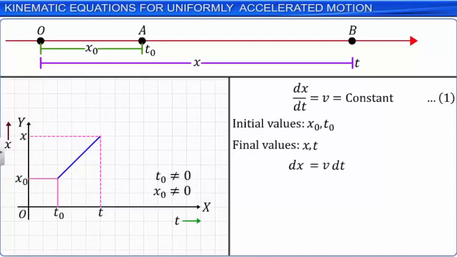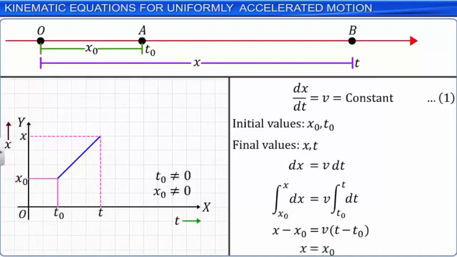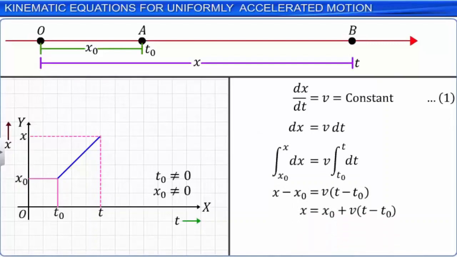Integrating both sides, we get integral from x0 to x of dx equal to v times integral from t0 to t of dt. We get x minus x0 is equal to v times t minus t0. On transposing, we get x equal to x0 plus v times t minus t0. This equation is used to obtain the position coordinate x of the body at any time t.